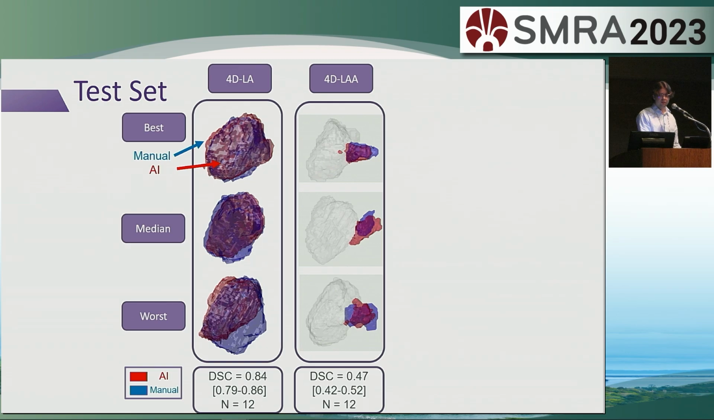So here are our results for the test set of those 12 cases, where I'm showing the best, median, and worst case for the LA and appendage on the other side. Note these are not the same patients as we go across, where the manual is in blue and the AI is in red. We had a median DICE score of 0.84 with interquartile range shown here for the atrium, and 0.47, so a lesser result at the appendage.